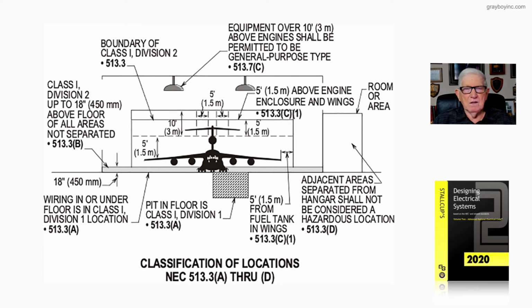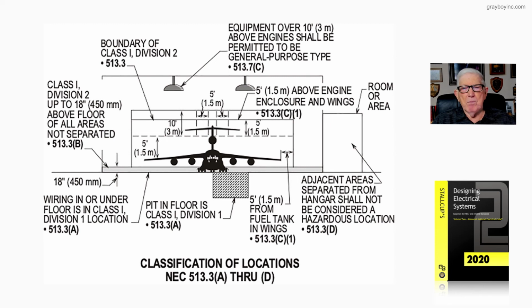Then, right below to the left of the illustration, wiring in or under the floors in a Class 1 Division 1 location. So that makes the concrete and everything underneath it a Class 1 Division 1 type location. And the thing that has given trouble to designers, installers, and inspectors, where we seem to have a disagreement, is a room or area adjacent that's cut off with a properly designed wall to isolate the room or area. Then it's not considered to be in the hazardous location under any circumstances.